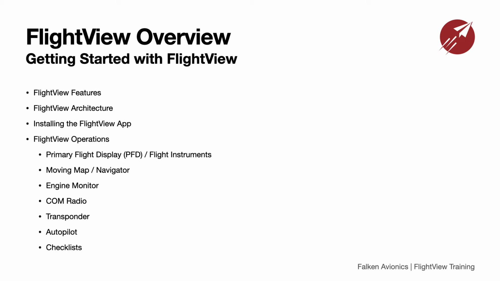Here's our basic agenda. The first section is a review of the main features and functions of FlightView. Next up is a walkthrough of the architecture, how the various parts of FlightView fit together. Then, a brief explanation of how to install the FlightView app. After that, we go through the main subsystems, one at a time, explaining how they work and how you use them.